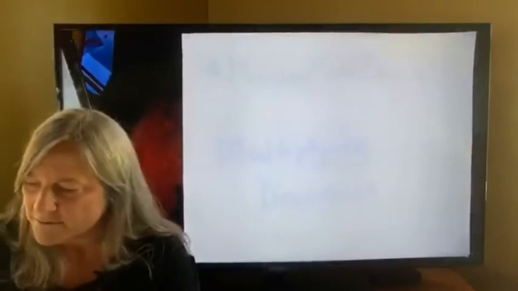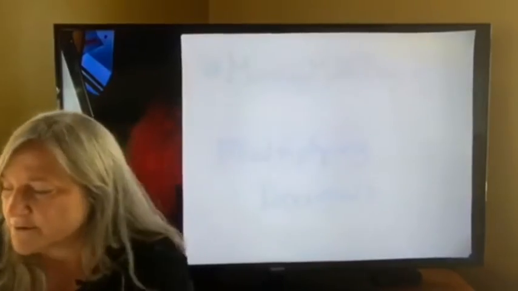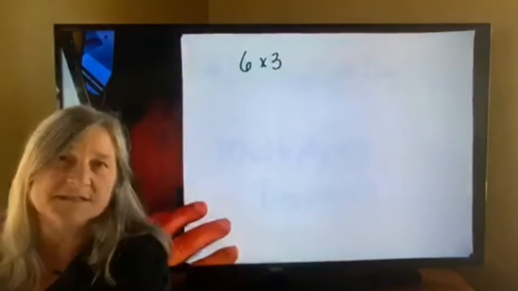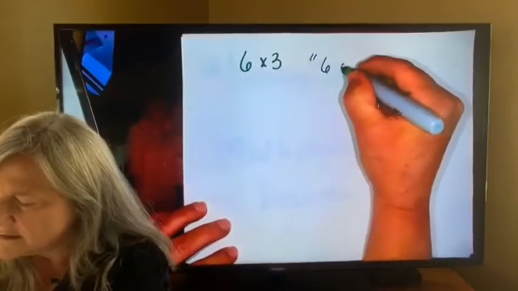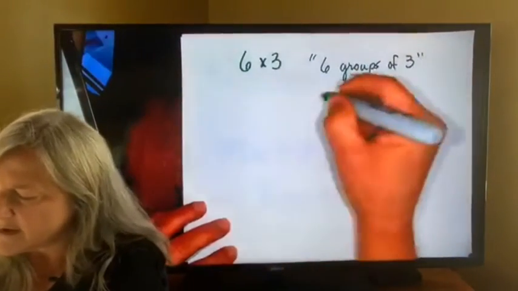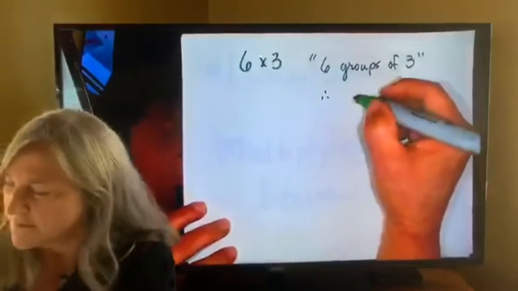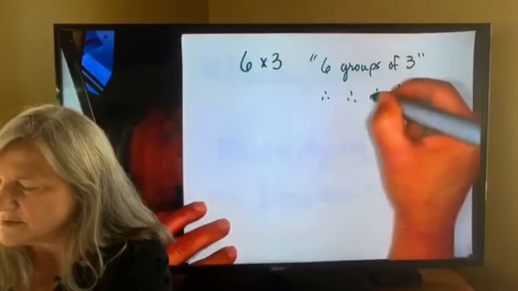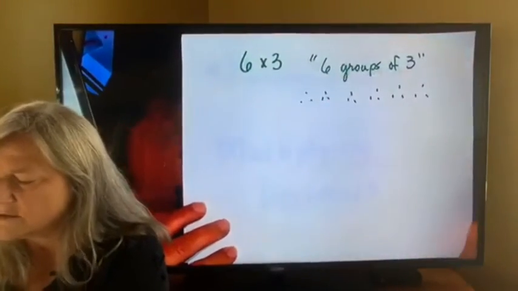So let's talk first about what multiplying decimals means, because whenever you talk about a topic, you have to first understand the meaning of it. So what does multiplication mean first? Let's look at a simpler problem. What is 6 times 3? First of all, what does it mean? It means 6 groups of 3. So we have one group of 3 here, another group of 3, another group of 3, another group of 3, another group of 3. 1, 2, 3, 4, 5, 6 groups of 3.